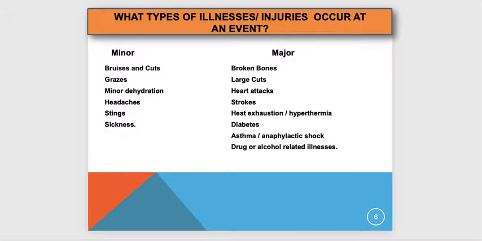What class as major ones? Well, broken bones, large cuts, heart attacks, strokes, diabetes or diabetic attack. Obviously, someone doesn't have their insulin with them or doesn't have their medication. Anaphylactic shock, drug or alcohol-related illnesses. These major ones would be the ones where they immediately would have to get immediate medical assistance. Okay, things like broken bones, heart attacks and strokes, they would go to the ambulance. That's why it's important in the first P that you have preserve life, early recognition, recognising when that's the situation, okay, and passing them on.